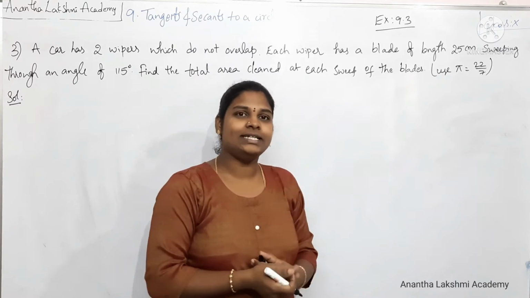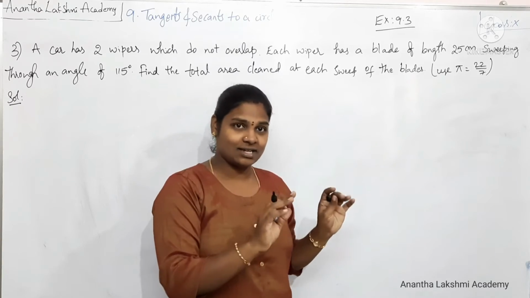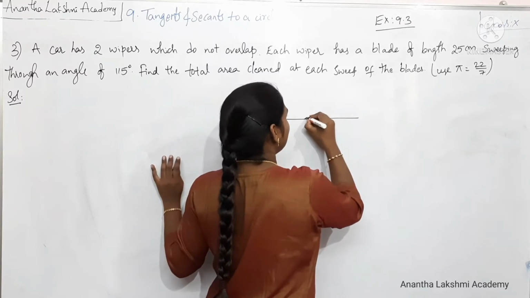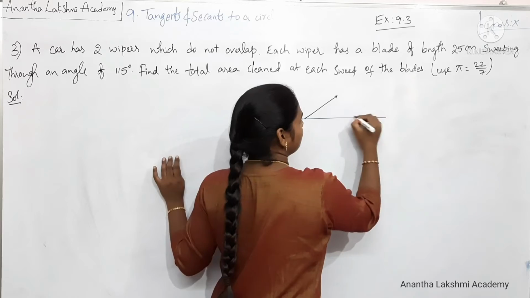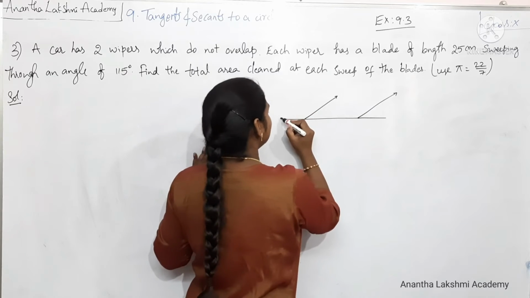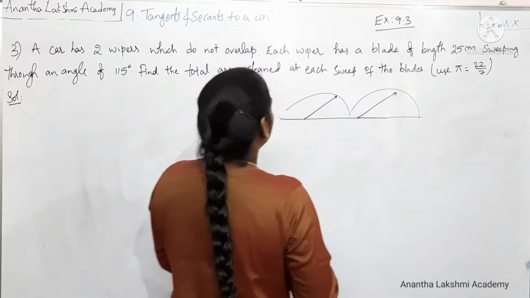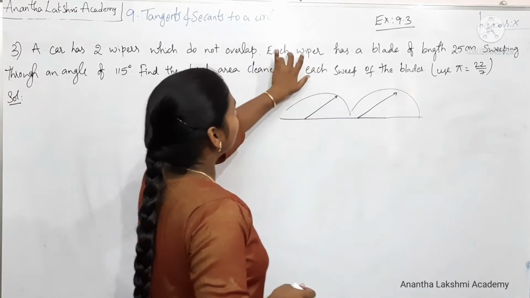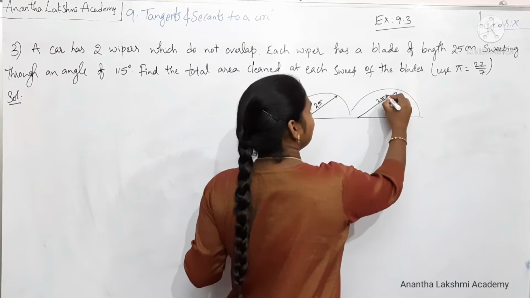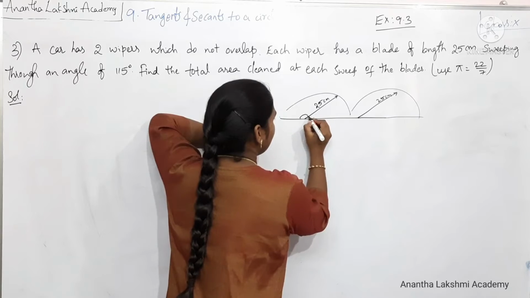Generally, you must have seen cars, right? While it is raining, there will be wipers which will be rubbing the water against the glass. So if you assume this as the car's mirror, they will be in this direction like this. Okay, they will be moving here and there such that it forms semicircle kind of stuff. Okay, so they do not overlap, and each wiper has a blade of length 25 centimeters, it seems. So this is 25 centimeters and this is also 25 centimeters, sweeping through an angle of 115.